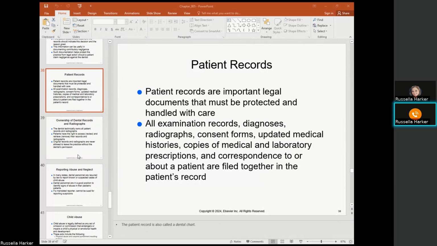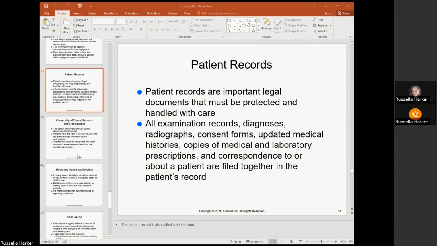That means that everything that you write in a patient record has to be written very clearly and legibly as if it's being seen in a court of law, because a patient record can be summoned and be used as part of a court hearing or a trial. So everything has to be legible, not only to you, but to everyone else.